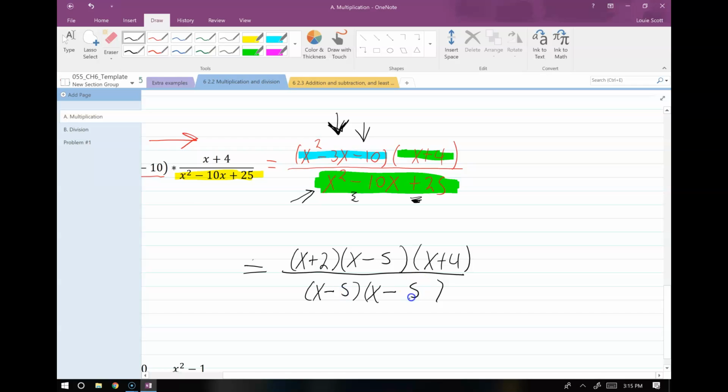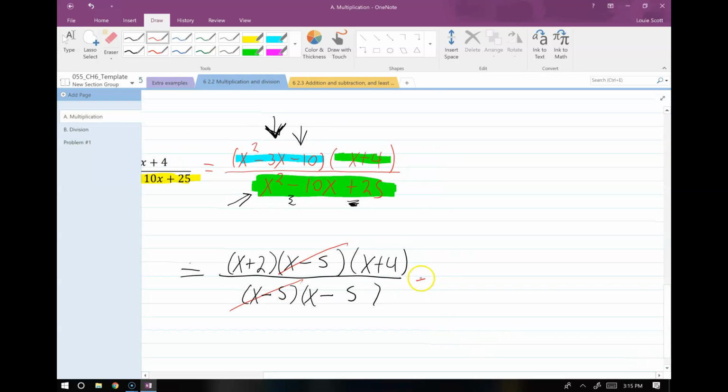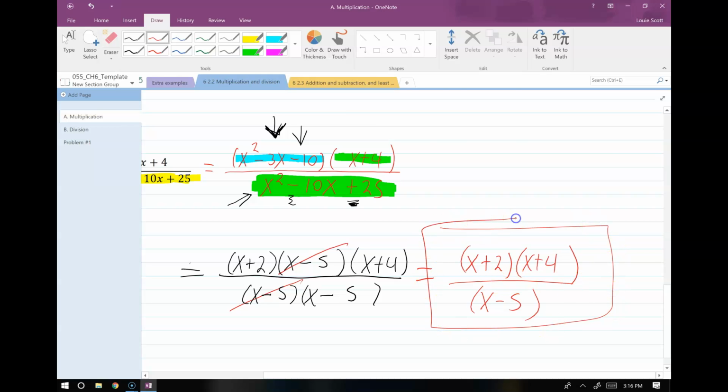I don't know, right? And so now we've got everything factored out and we cancel any like factors. There are only two, which is always a little disappointing, but that's okay. So we cancel whatever we can, and then we have x plus 2, x plus 4 remaining over x minus 5. And there we go.